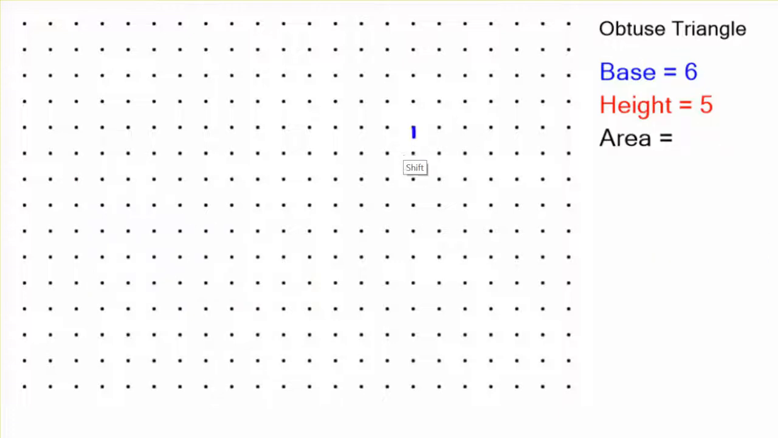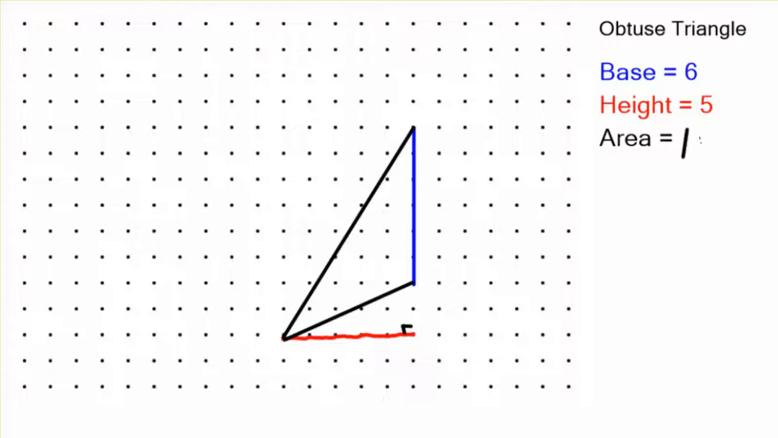Let's try something else. Even if the base isn't horizontal, the height can be drawn. It's going to be perpendicular to it. So the base was vertical, so the height's now going to be horizontal. 1, 2, 3, 4, 5. Just connect those. Get the other sides, and there you are. Here's another obtuse triangle, and it's perpendicular. Always look for those little perpendicular signs. It has the same area. 6 times 5 is 30. Divide by 2, it's 15.